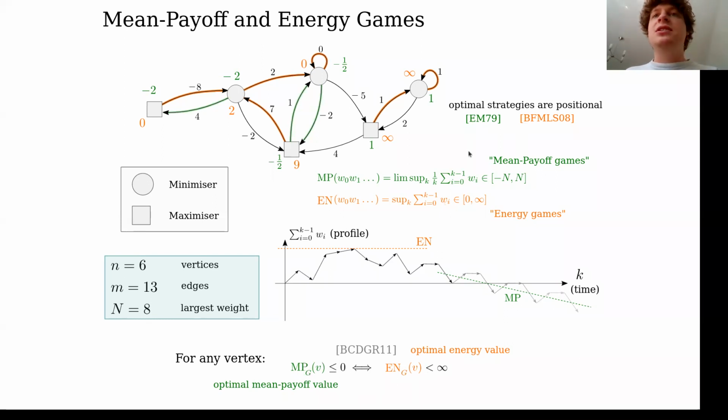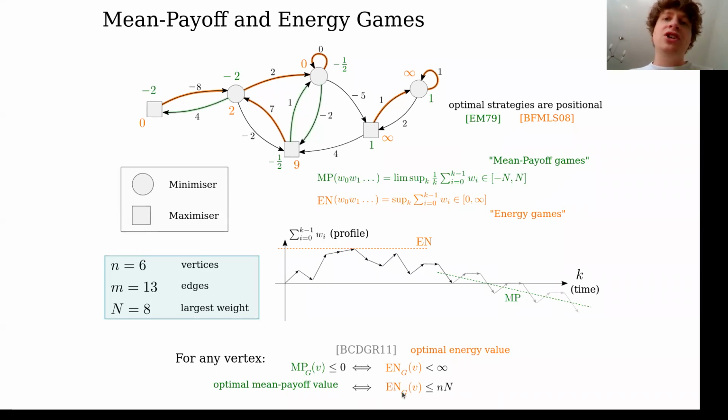So this is very easy to prove from the fact that optimal strategies are positional, because if the players play the optimal strategies for the MeanPayoff game, then they will secure finite energy value if and only if the MeanPayoff value is finite. So that's not hard to prove.